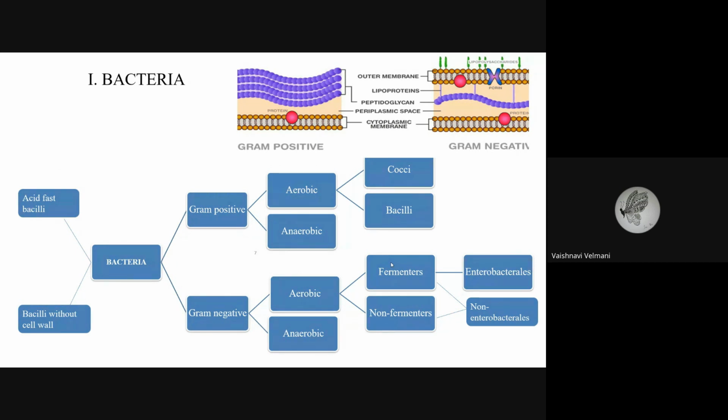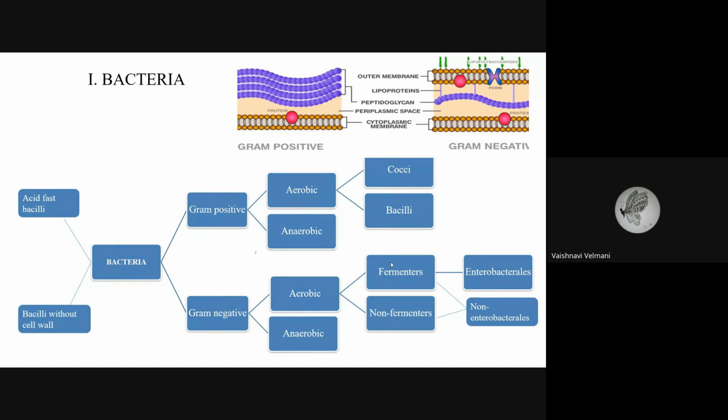Bacteria are generally classified into 4 types based on the staining. That is either gram-positive or gram-negative or acid-fast bacilli and bacilli without the cell wall. Again, the gram-positive and gram-negative are further classified into aerobic and anaerobic, that is the requirement of oxygen for their growth and not requirement of oxygen. And aerobic gram-positive are further divided into cocci and bacilli based on the shape. Cocci are spherical in shape, whereas bacilli are rod shaped. And other bacteria will be comma shaped, S shaped, etc.